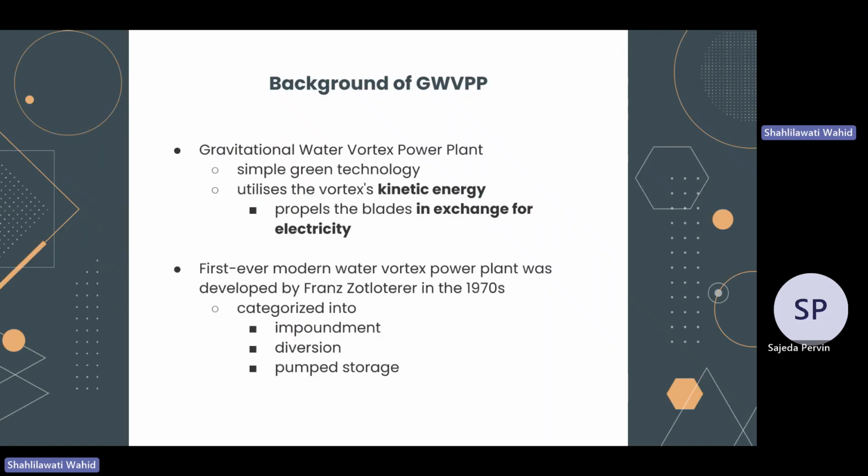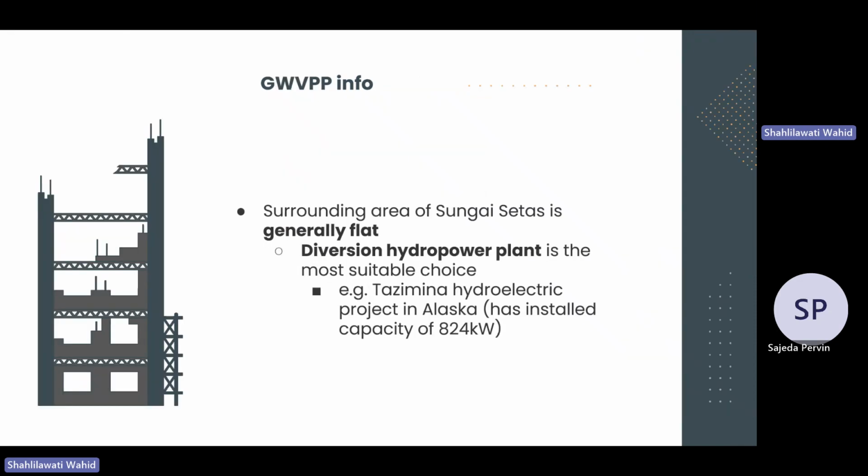About the project, GWVPP stands for Gravitational Water Vortex Power Plant, and it is a simple new technology. It utilizes the vortex's kinetic energy, and this kinetic energy propels the blades in exchange for electricity. The first idea of this was developed by Franz Zottler in the 1970s, and it can be divided into 3 types, which are impoundment, diversion, and pump storage.